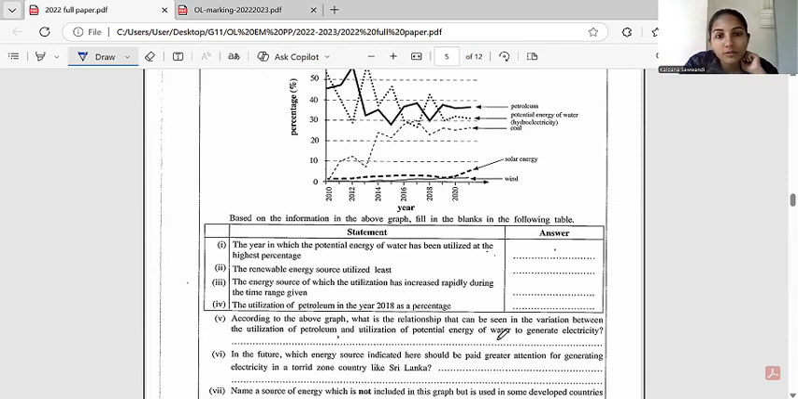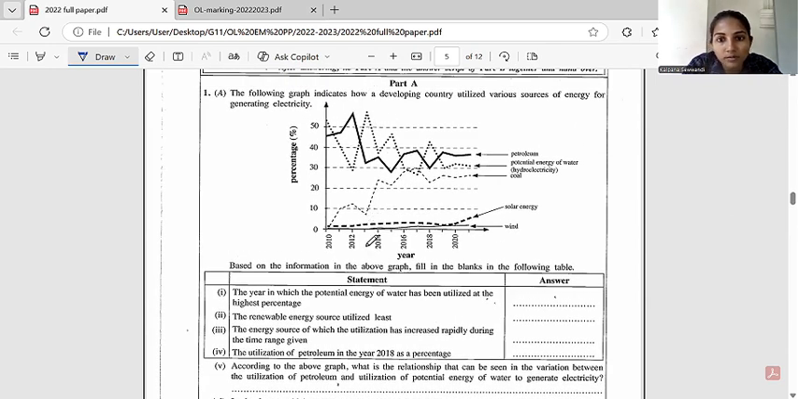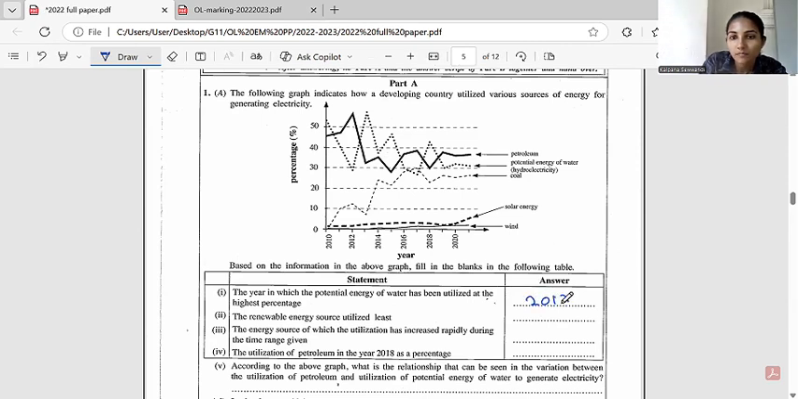The year in which the potential energy of water has been utilized at the highest percentage. Water is this dotted line, and it is used most in the year 2013. Answer should be 2013. The renewable energy source utilized least, that one, it is wind energy.